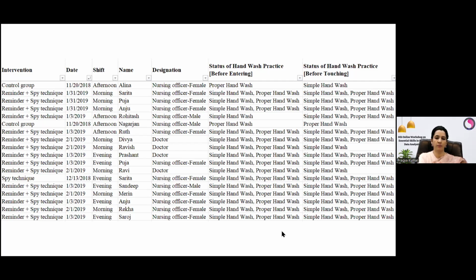So yes, what is the problem? Just see this data and tell us what is the problem. This was the data which we received.